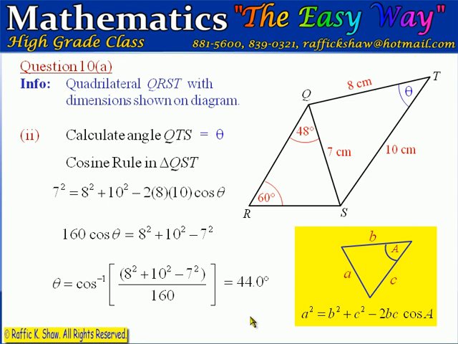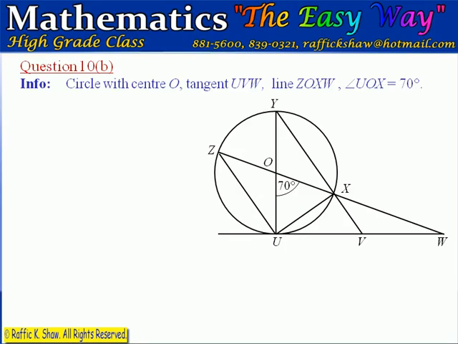Let's move down now to part B. In this question, we are given a circle, center O here, the line UVW is a tangent, and ZOXW is a straight line. We're also given the angle at the center, UOX. That angle is 70 degrees. And the question basically wants us to calculate some of the angles. So what we're going to do is show some observations, label the angles, and then calculate the value of the angles.